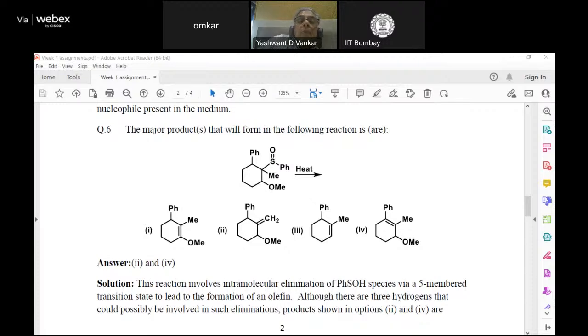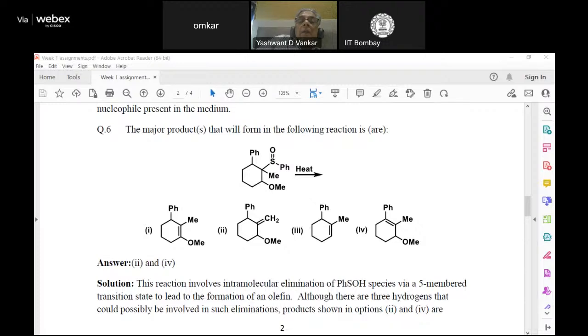Now, normally the abstraction of this particular proton will take place first. And once that takes place, you would get elimination. The hydrogen from here will eliminate, and then the sulfoxide will go along with the hydrogen. So you will get a double bond CH2. So this should be one product.